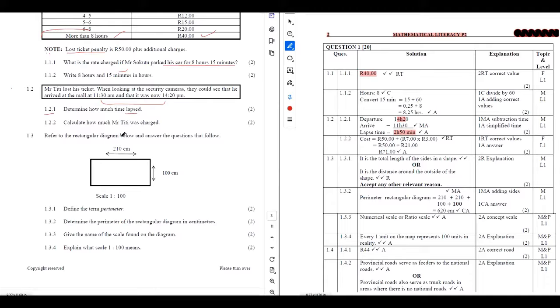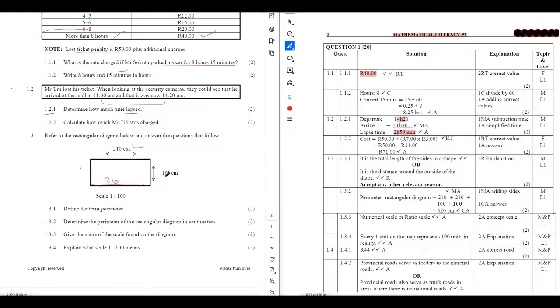So guys, whenever you see a rectangular diagram, you need to remember that opposite sides are equal. So what do I mean by opposite sides being equal? It means that if we have 210 here, we'll also have 210 here. So opposite sides are equal.